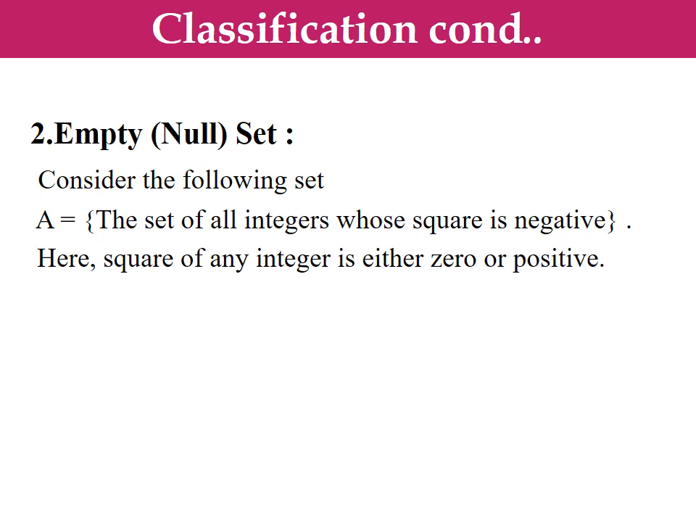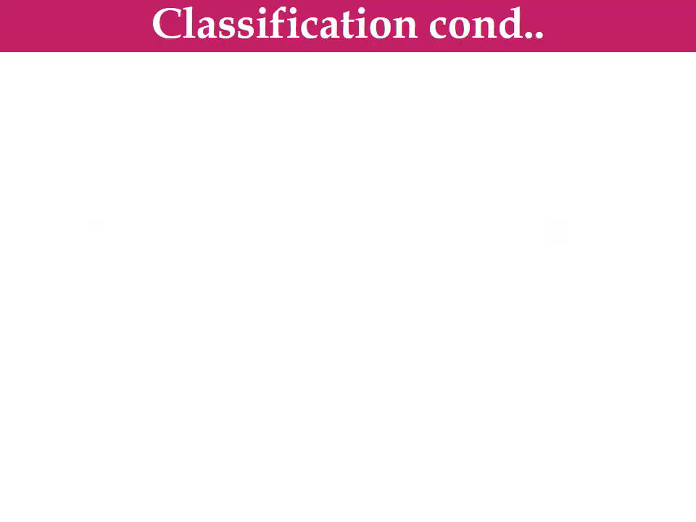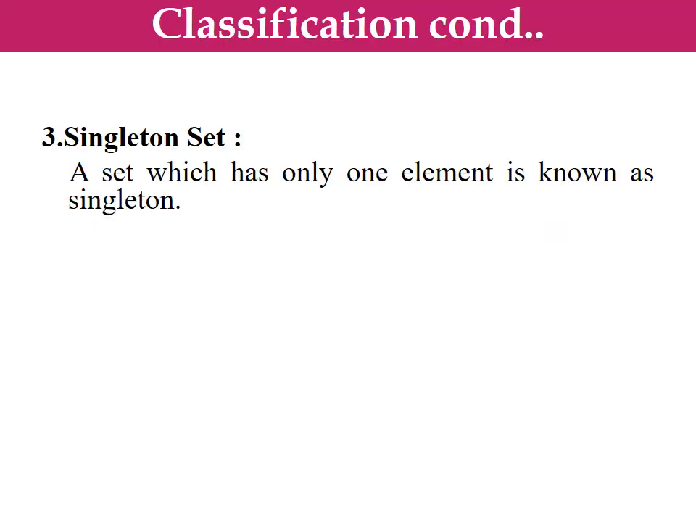Look at this. The square of any integer is either 0 or positive. There are no integers whose square is negative. This kind of set is said to be an empty set or null set, right? So next I would like to move to the singleton set. What do you mean by singleton? If a set consists of only one element, that is called a singleton set, right?